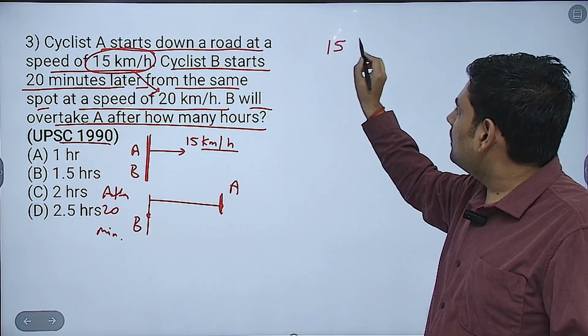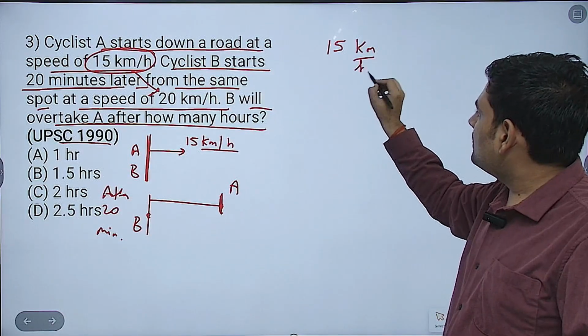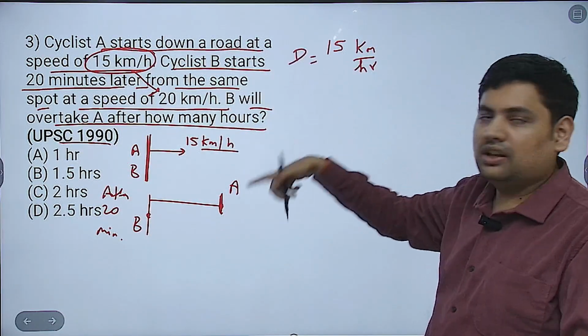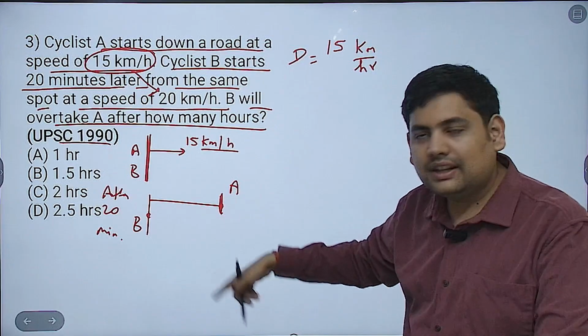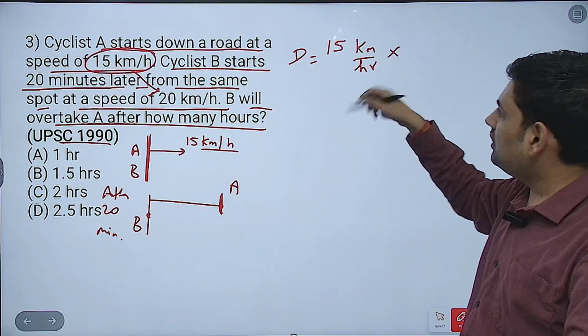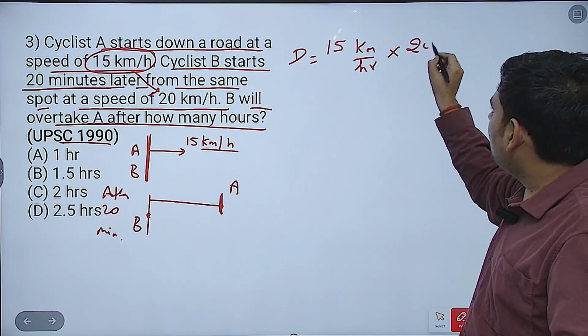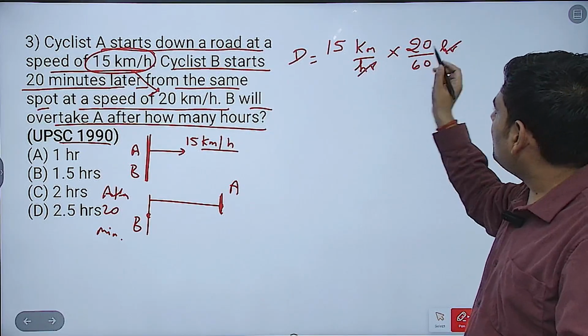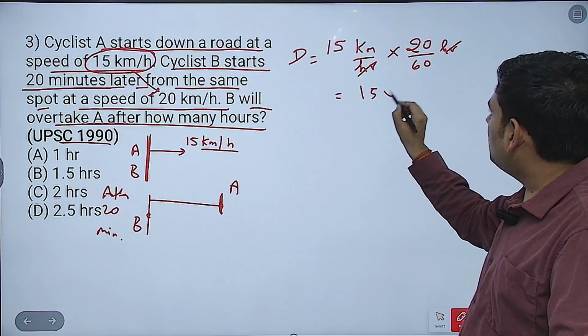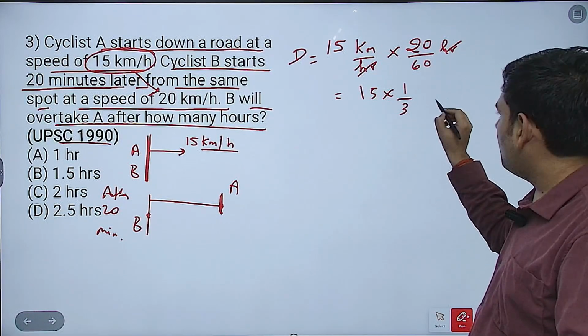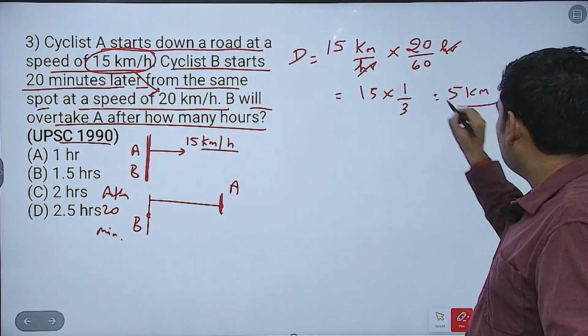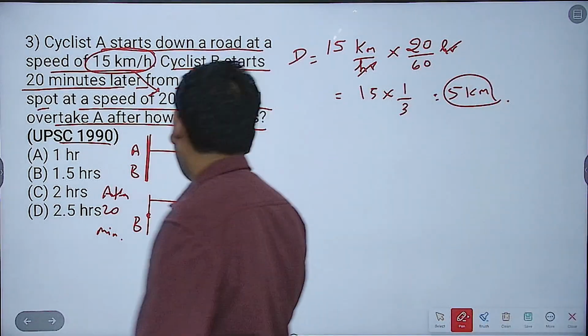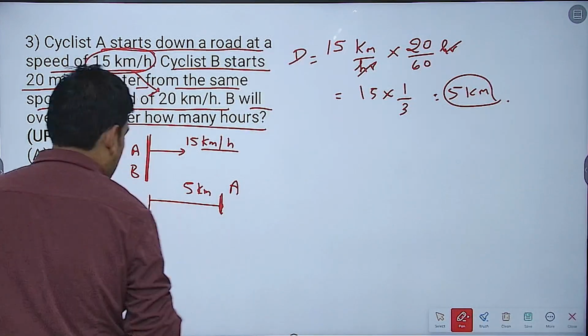Or just calculate it. 15 kilometers per hour is the speed. I have to calculate how much A has traveled by then. So distance is equal to speed into time. Time is 20 minutes. 20 minutes means 20 by 60 hours. Hours cancel. What you got is 15 into 1 by 3, correct? Or 5 kilometers. So this comes out to be 5 kilometers.